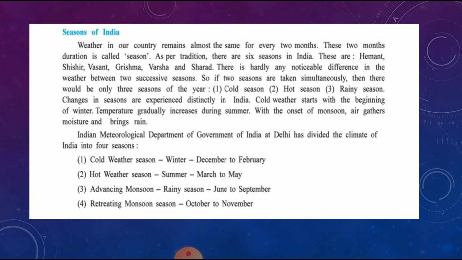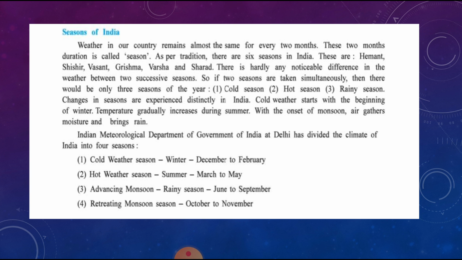See, weather in our country remains about the same for every 2 months. We all know that in India the weather remains almost the same for every 2 months, and the duration of this 2 months is called a season. As per tradition, there are 6 seasons in India, according to the Hindu calendar. These are Hemant, Shishir, Vasant, Grishma, Varsha, and Sharad.